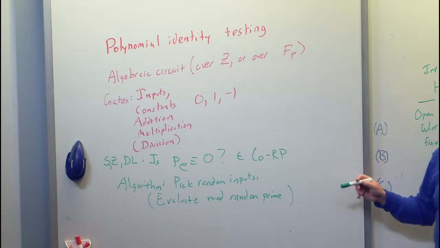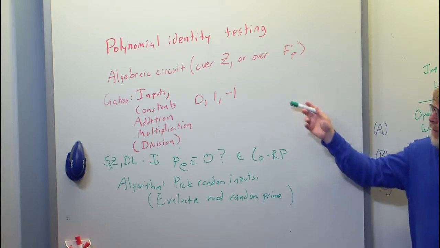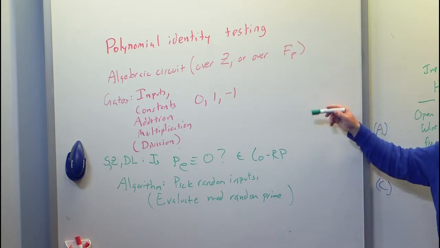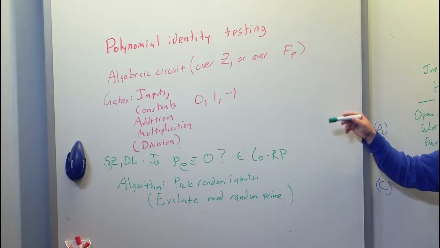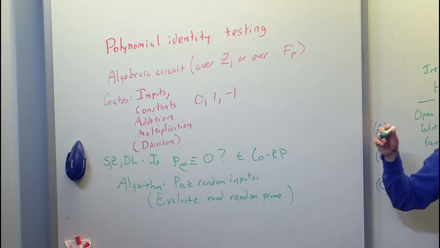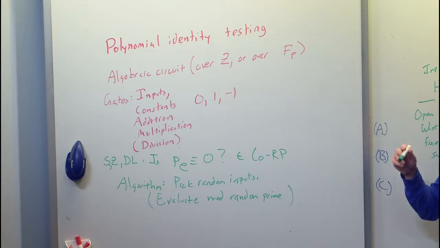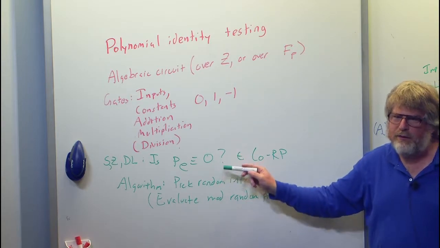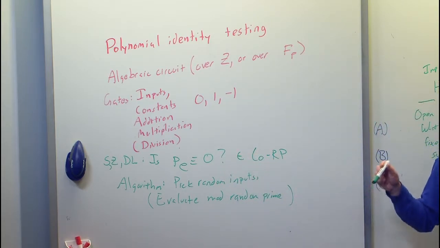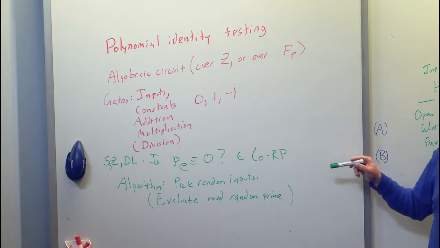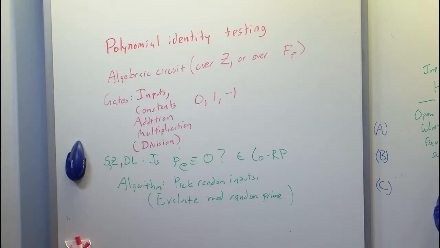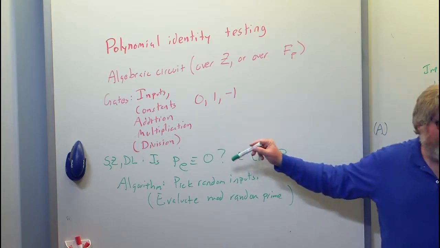The problem is, given this kind of circuit, and the whole circuit is the input, so you think of measuring the time of algorithms in terms of the total number of gates in the circuit, you want to test whether the polynomial computed by the circuit is the identically zero polynomial. A couple of subtleties I want to mention, just to get them out of the way: over the integers, this is exactly what you think it is.